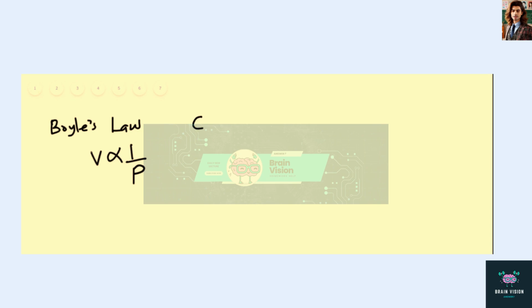Now for Charles' law. Charles' law tells us that volume is directly proportional to temperature. So when we increase temperature, we are increasing the average kinetic energy of a gas molecule, and that will lead to an increase in volume.